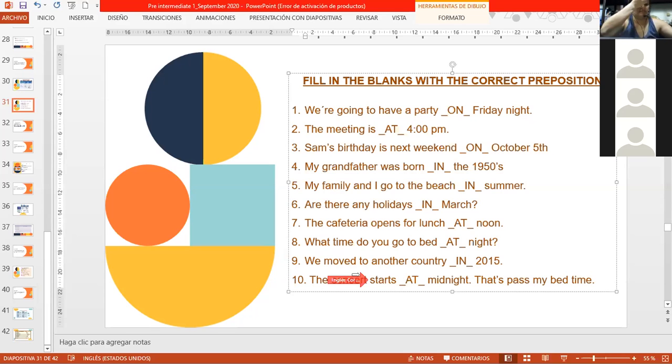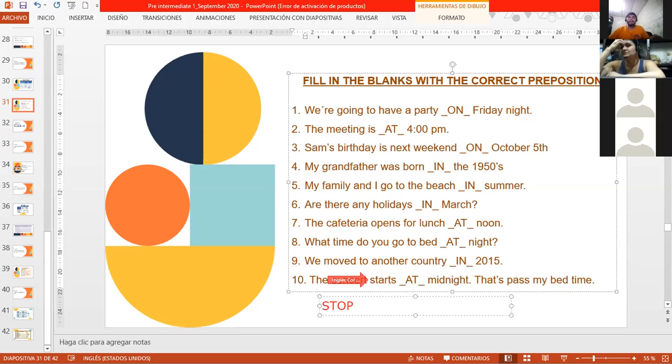Starts. Repeat. Starts. Be careful with the pronunciation of that word because we tend to say a start. And it's not a start, it is starts. Yeah, that happens to us Spanish speakers, like a plural. How do you read what I just wrote?